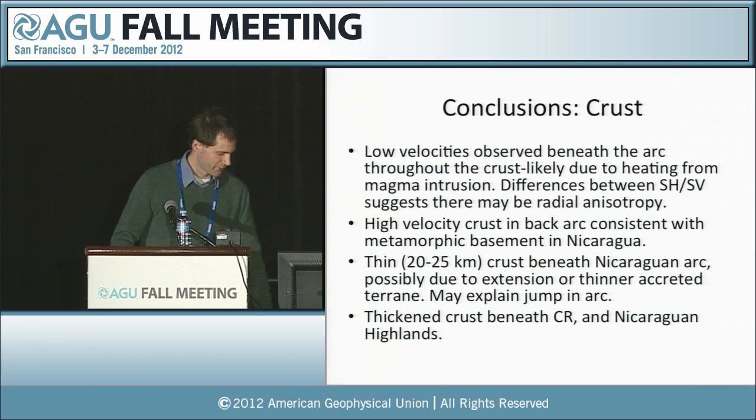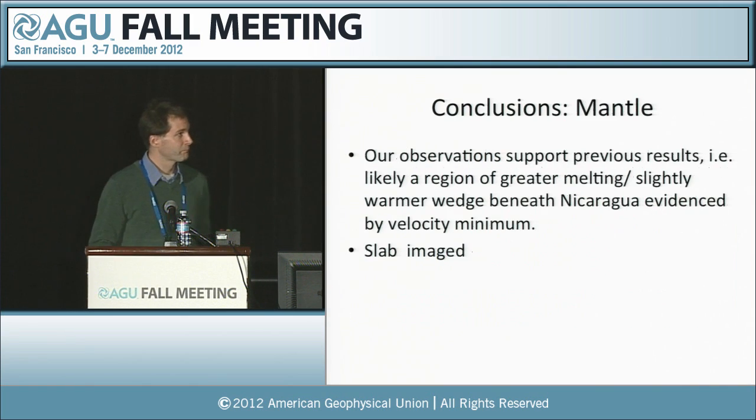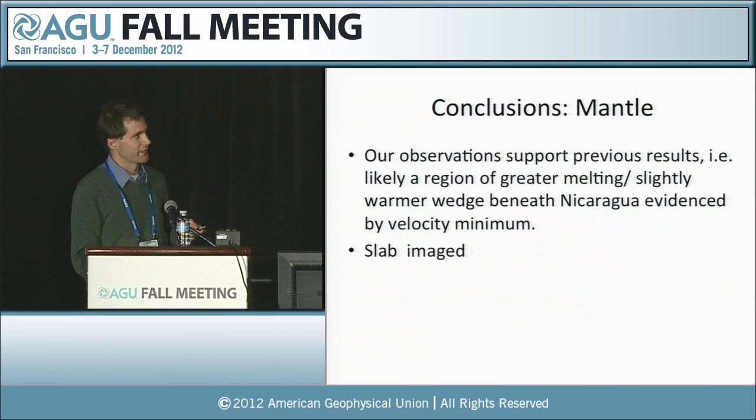And we see thickened crust in Costa Rica and Nicaragua. And then our low velocities beneath the Nicaraguan arc and backarc are consistent with previous results. And without any a priori information, we image this LAB quite well, which is pretty good for velocity tomography. So thank you.